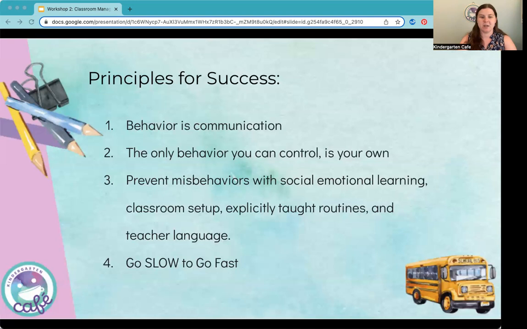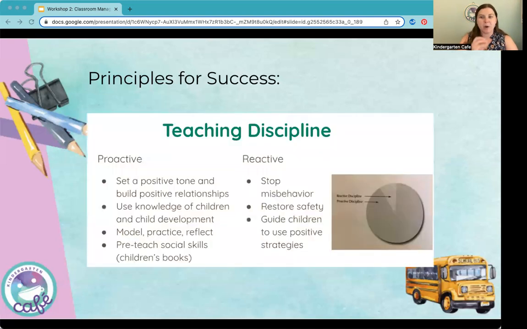So we'll definitely talk about that. That proactive piece is so important. So this goes into that. We're going to talk about both proactive and reactive strategies today, but this diagram really shows just how much of our work as teachers and classroom management is supposed to be proactive. And I think it's usually opposite.